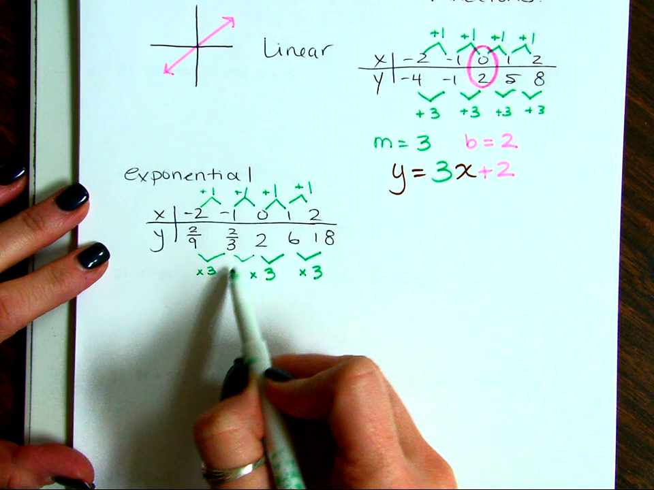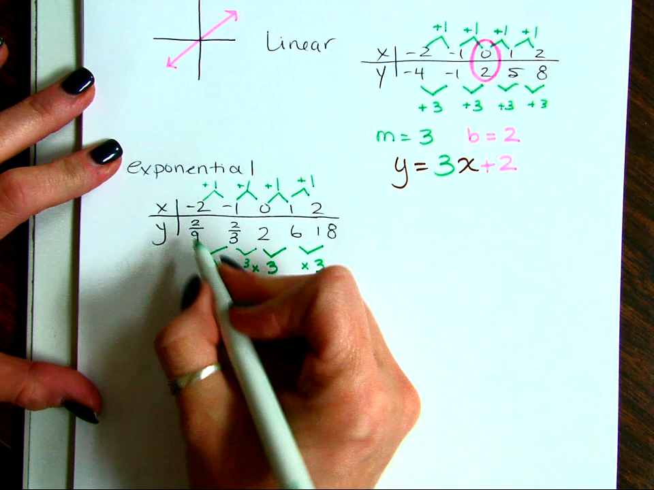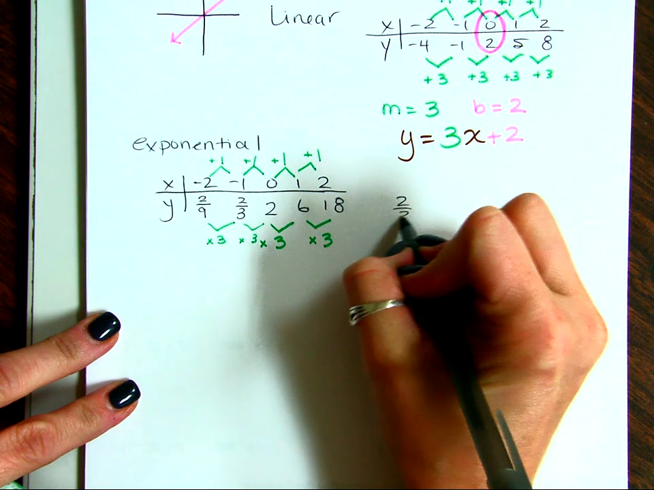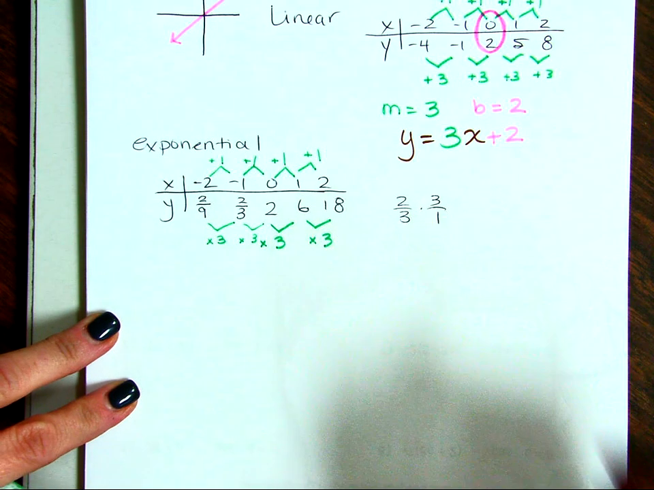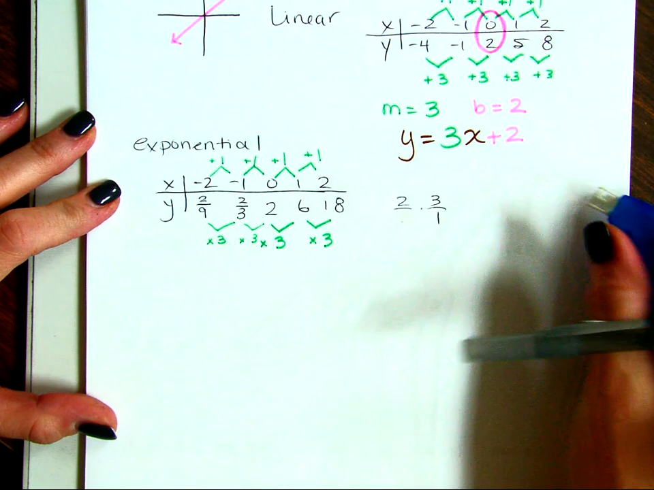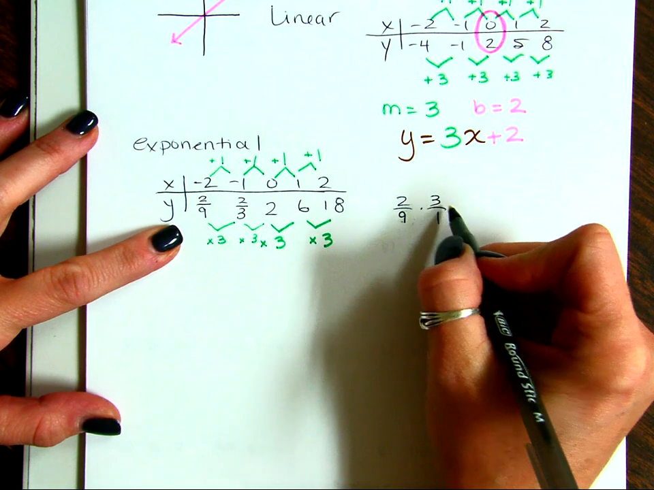From 2/3 to 2, did I multiply by 3 to get that? So let's just check it out. Let's go off to the side here, and let's take 2/9 and see if I multiplied by 3 to get that. So 2/9, oops, that's why it didn't work, because that's not supposed to be. So let's take a look at this here. Did I multiply 2/9 by 3 to get 2/3?